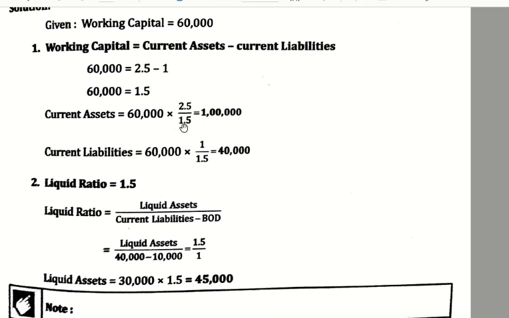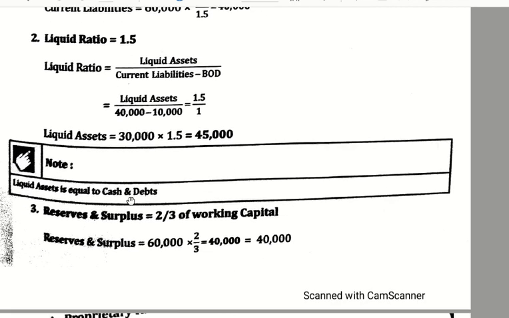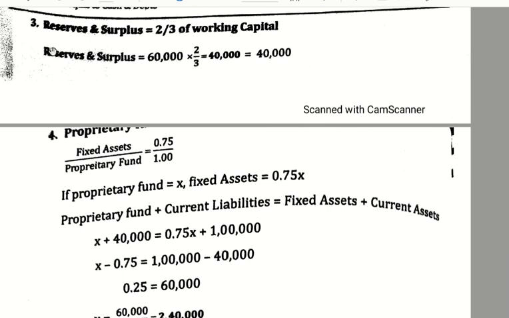Okay, so you get liquid ratio is equal to liquid assets divided by current liabilities minus bank overdraft. So 40,000 minus 10,000, which is equal to... liquid asset is 45,000. Reserves and surplus is 2/3 of working capital, which is 60,000 into 2/3, which is 40,000.